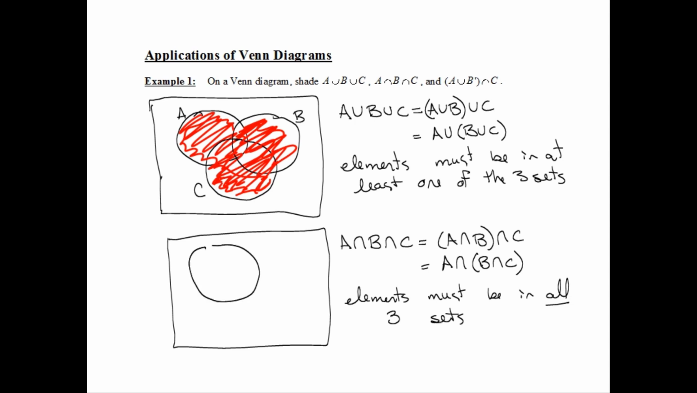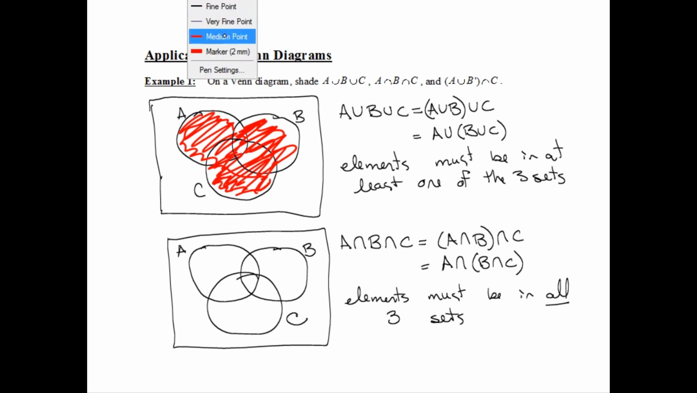So I draw my sets. Here's A, here is B, here is C. Now I want to shade. What elements are going to be in all 3 sets? The only ones that will be in all 3 are the ones in this little area right here. Does that make sense? Remember, your union means it's in at least one of the sets. Your intersection means it is in all of the sets. Let's move on.